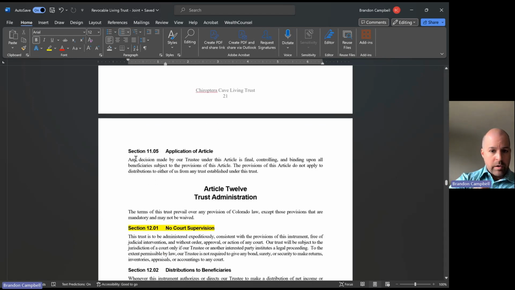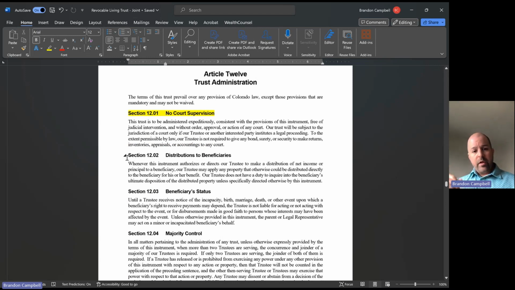Now, after this article, we're going to have a lengthy section called Trust Administration. This is very simple and straightforward. It's just providing some standard processes, some standard rules about how we do this. So the first one that we'll have highlighted is no court supervision. The very simple explanation here is the whole purpose of doing this plan is to keep it out of probate. So, trustee, as you are administering and managing this trust, you are not required to have a judge oversee it.